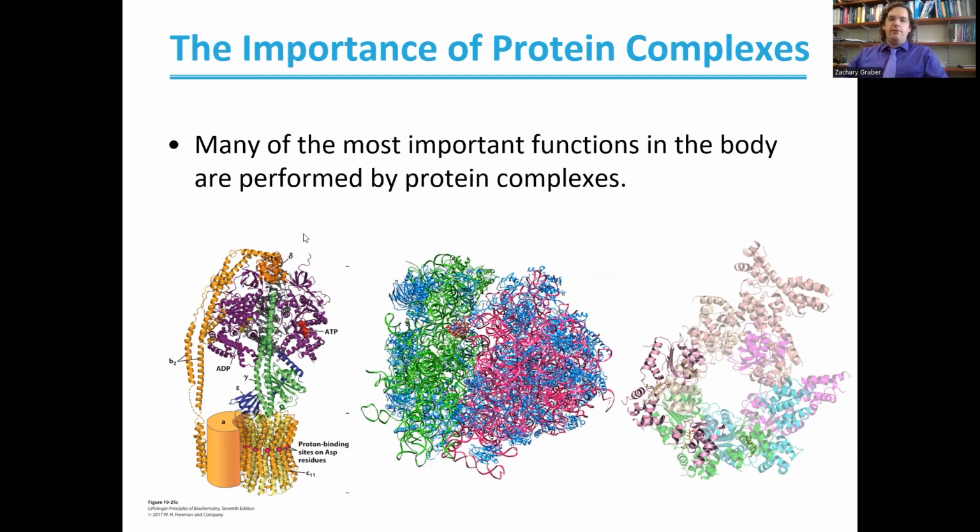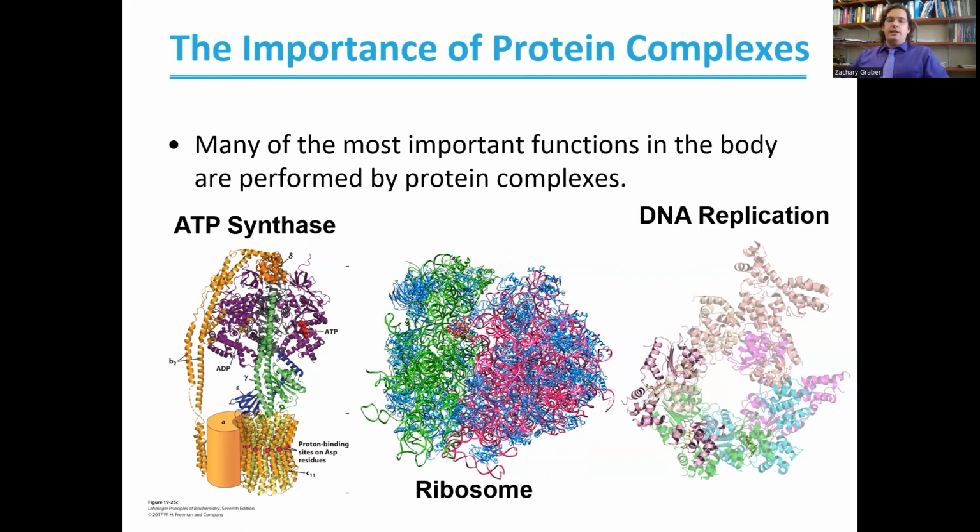So on the left here, we have the ATP synthase, which synthesizes all the ATP that we use in our bodies to, again, carry out most of our different activities. We have the ribosome here in the middle, which is a complex, of course, that we use to synthesize proteins. And on the right, we have a DNA replication complex, which is involved in, of course, replicating our DNA to make sure that we keep our genetic information intact. So really, every area of what our body does depends on protein complexes.